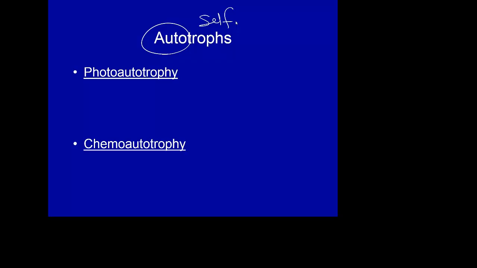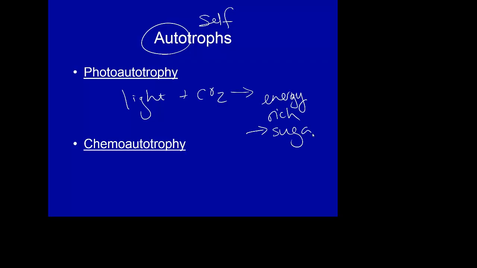So photoautotrophy is the one you're probably most familiar with. So this is an organism that takes light and CO2 and makes some energy-rich compound that they can use. So we would usually look at these as sugars, something like that. So this would be your example of plants and their normal photosynthetic properties.